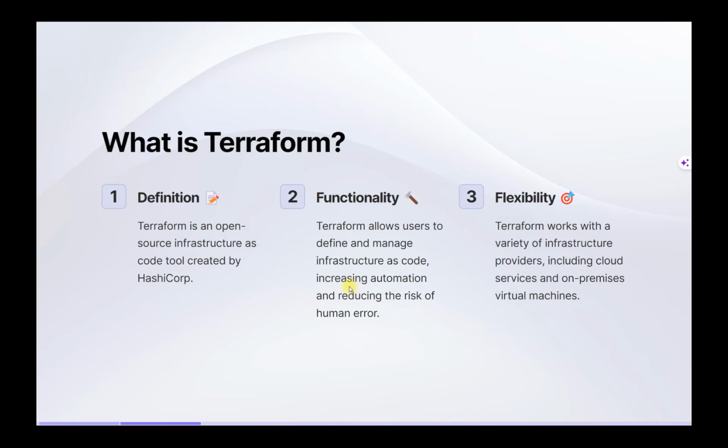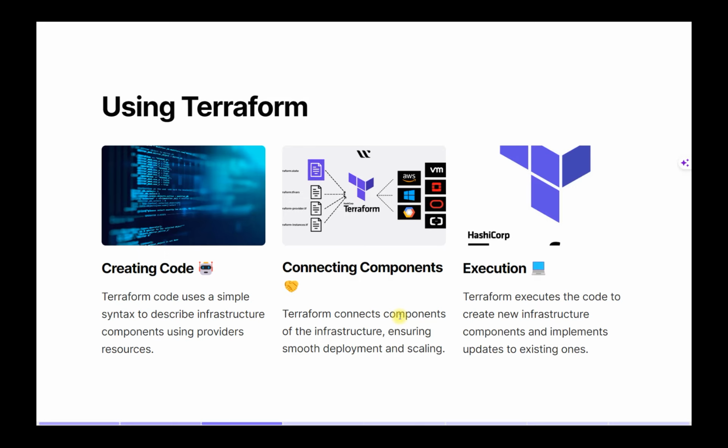But let's understand what Terraform can do. Terraform allows users to define and manage infrastructure as code, which increases automation and reduces the risk of human error. We use Terraform because it provides flexibility, as it works with a variety of infrastructure providers, including cloud services and on-premises virtual machines. Whether the cloud is Azure, AWS, or Google Cloud, Terraform supports those cloud platforms. Terraform can be used to create code, connect components, and execute the code we created for our infrastructure components.